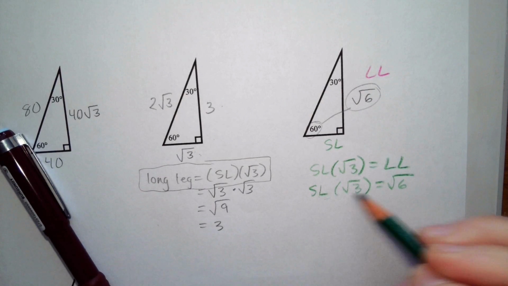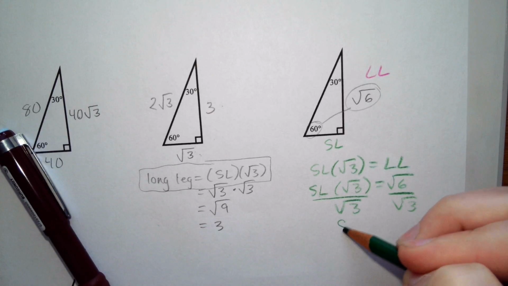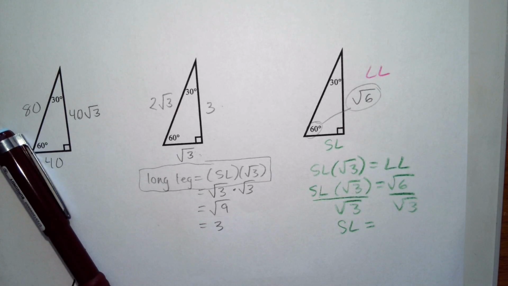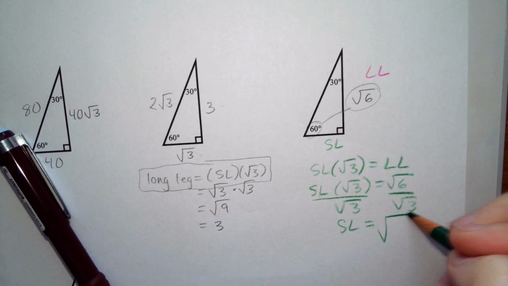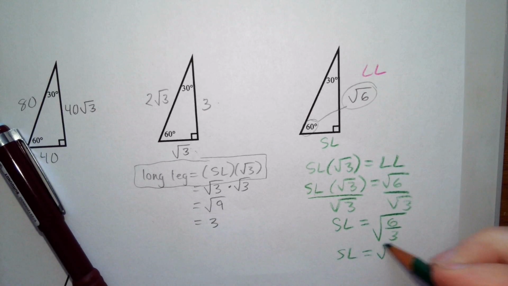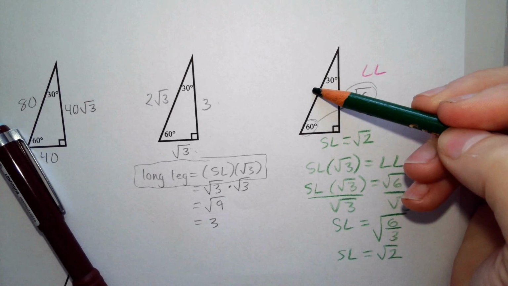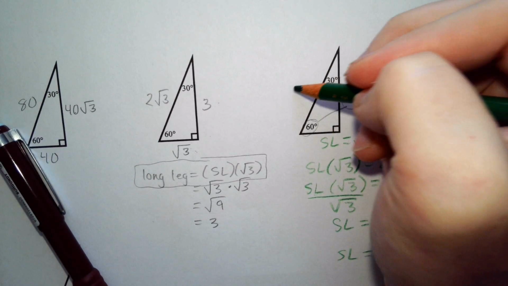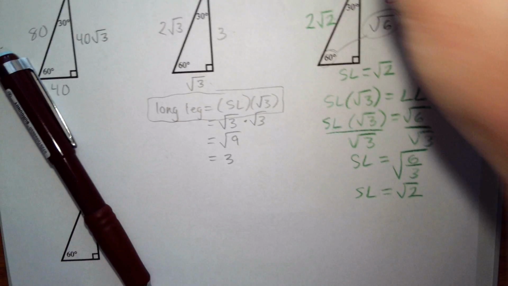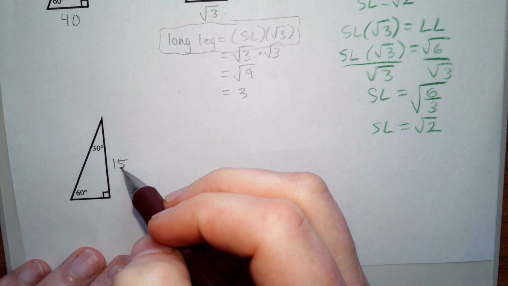Since I'm multiplying, I undo that by dividing. So the short leg is equal to the square root of 6 divided by the square root of 3. Using our rules for radicals, when I'm dividing radicals, I can always write them as a single radical. And so the short leg is equal to the square root of 2. Okay, so I get the square root of 2. To get the hypotenuse, I just double the root 2. So doubling that would give us 2 root 2. Last example. The long leg is 15.